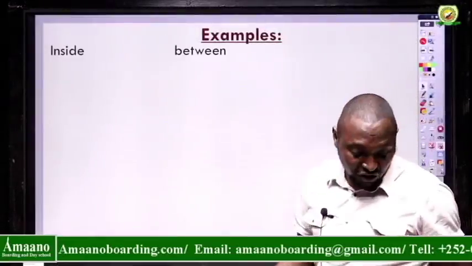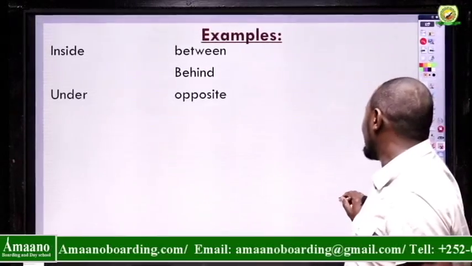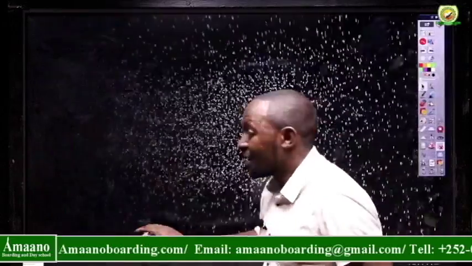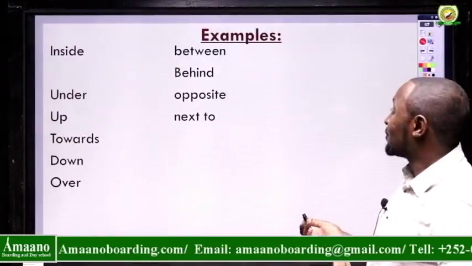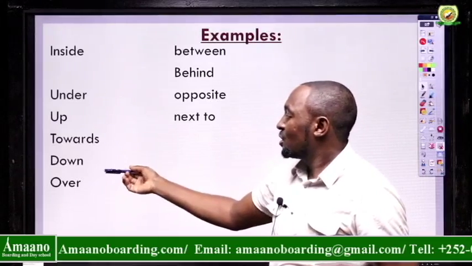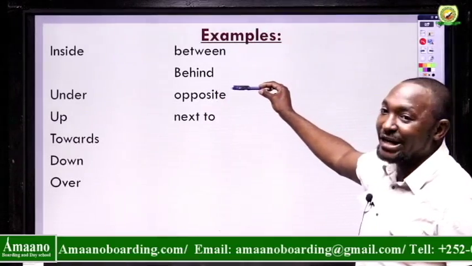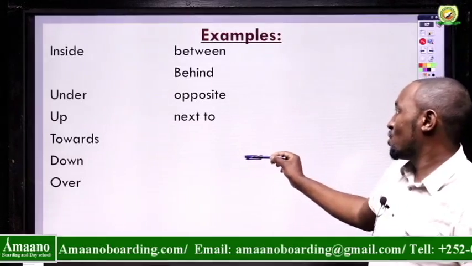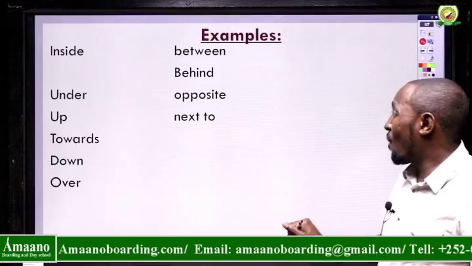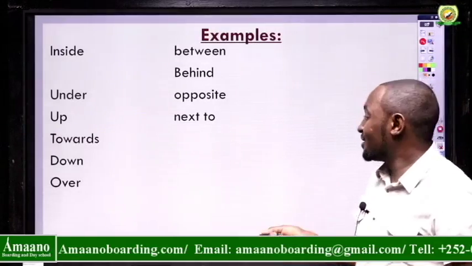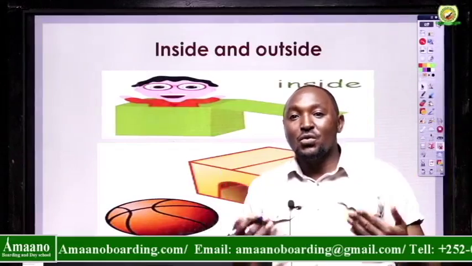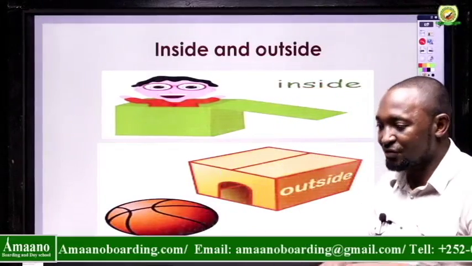These are the prepositions we're going to learn about today. We're going to learn mostly using pictures, because prepositions help to show the location of a noun or a pronoun. Some examples are: inside, under, up, towards, down, over, between, behind, opposite, next to. These are some examples of prepositions of place and movement. We need to learn using pictures because we are relating a noun or a pronoun with its position and location.